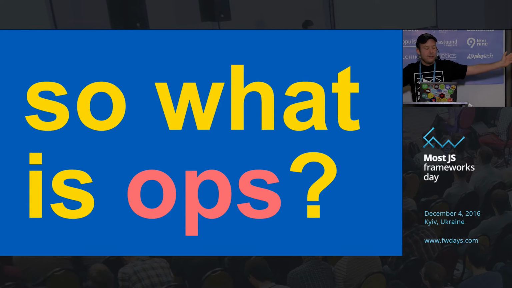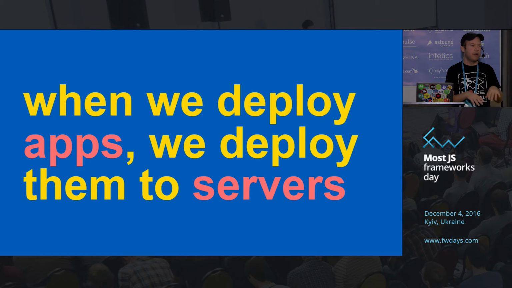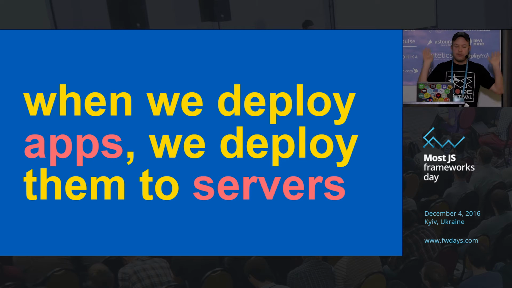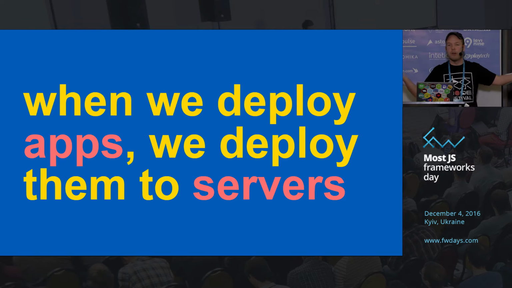Basically, this is how I define ops. So when we write apps, we all like to write apps, right? We all write different kinds of apps. Some people write command line tools. Some people like to write servers. Some people like to write desktop apps. But some portion of these apps we have to deploy somewhere, right? If it's a web server, you kind of want to deploy it somewhere. And when you deploy it, you deploy it out to some hardware somewhere. And I call that servers.